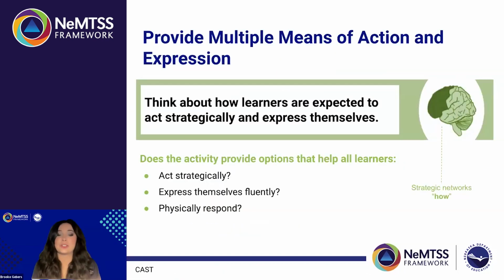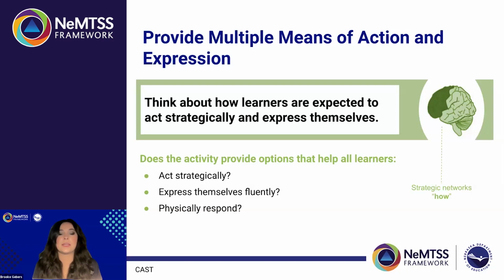Universally designing your instruction is another way to increase language output. Universal Design for Learning, or UDL, is a framework to improve and optimize teaching and learning for all people based on scientific insights into how humans learn. When we talk about language output, we're referring to the third principle of the framework, action and expression, or thinking about how learners demonstrate their knowledge and express themselves.